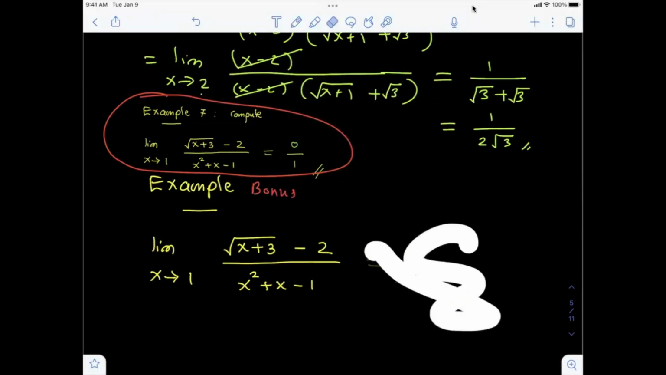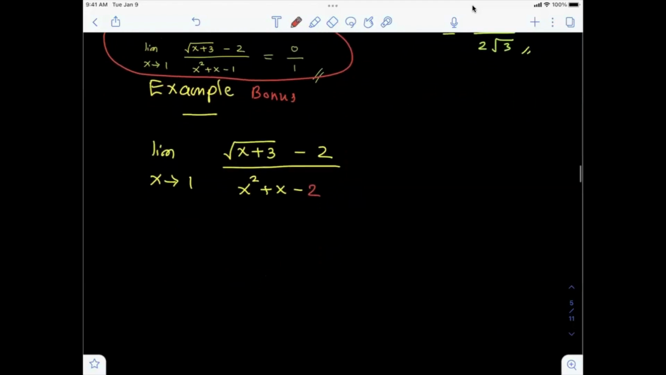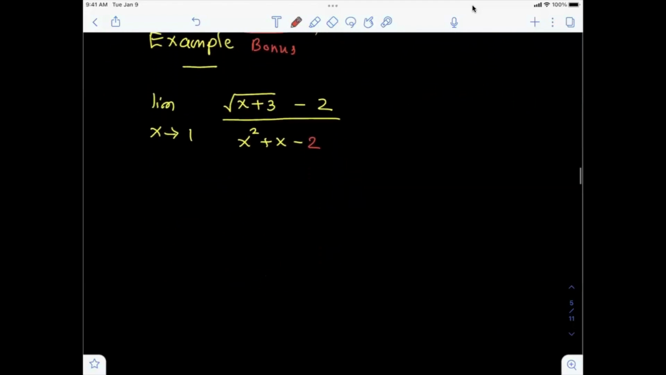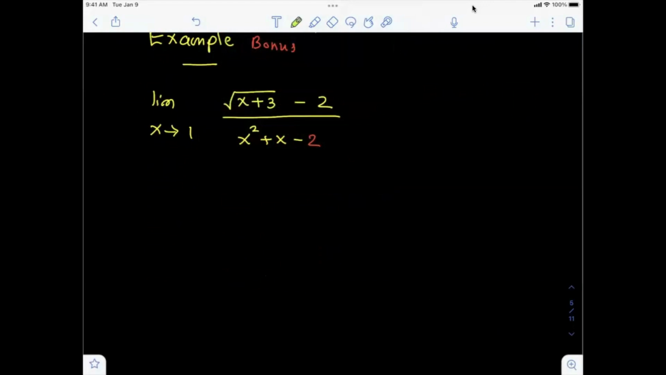What if I had, other than having minus 1 here, right? Here it's minus 1. And what if I make it minus 2? Now, if you plug in x equals 1 in this situation, do you get a meaningful limit computation? Or do you end up getting an indeterminate form?